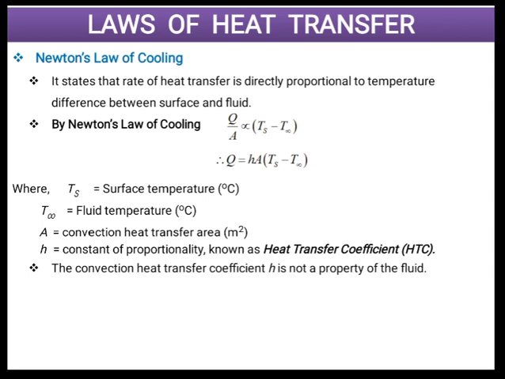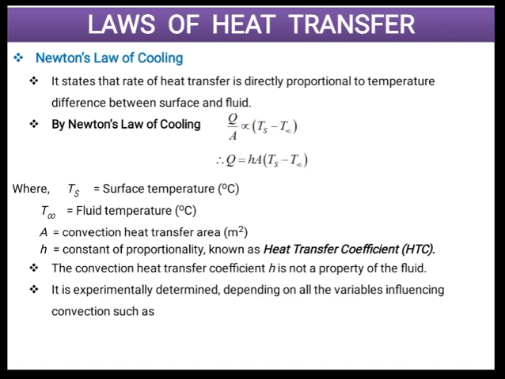Now, this convection heat transfer coefficient is not a property of the fluid. Remember, previously thermal conductivity was a property of the material of the wall. But this h is not a property of the fluid. Actually, it depends on so many other parameters: the properties of the fluid, the temperature of the surface, the temperature of the fluid, and the velocity of the fluid also. That's why we always determine it experimentally, and then we apply it for a particular process in a particular analysis. So it is determined experimentally, depending on all the variables which can influence the convection.